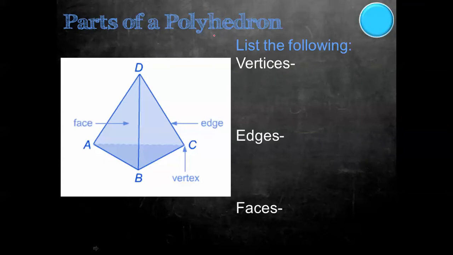So, parts of the polyhedron. We want to list the following. List the vertices. A vertex is where three or more of the faces come to a point. So it's all the points of the polygon. Your vertices here are going to be point C, point B, point A, point D, and that's it on that one.